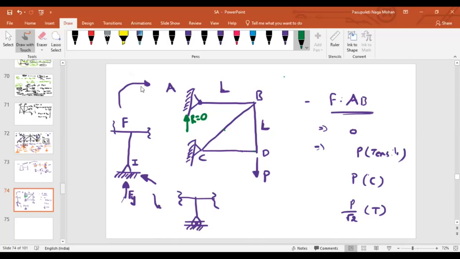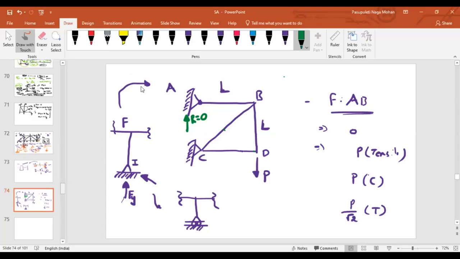Sir, member BD carries an equal and opposite force P. So for member CB to carry the vertical forces and compensate the vertical component, the member force FCB is in the upward direction with a magnitude of P root 2. The horizontal component of BC should be carried by member force AB. So the member force AB is a tensile force.